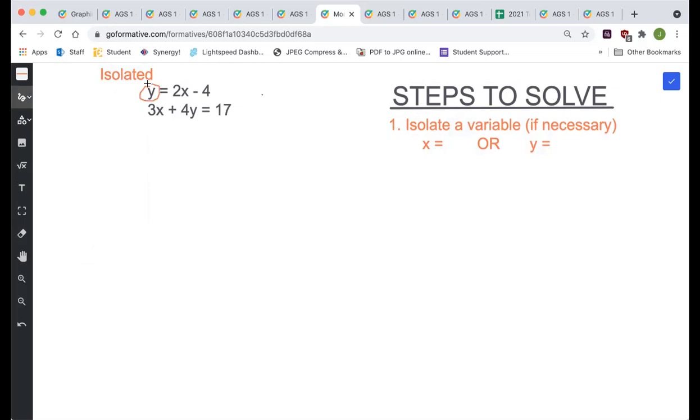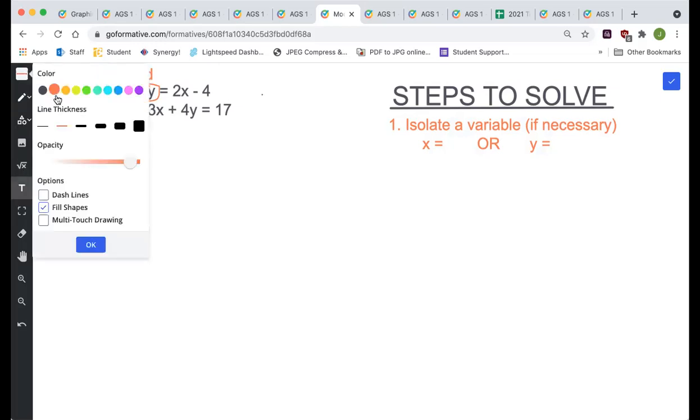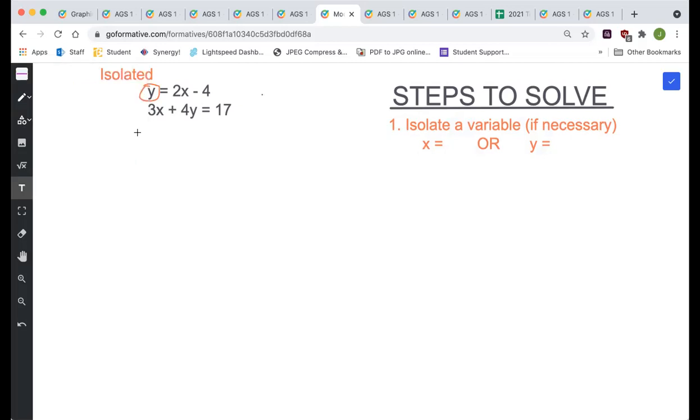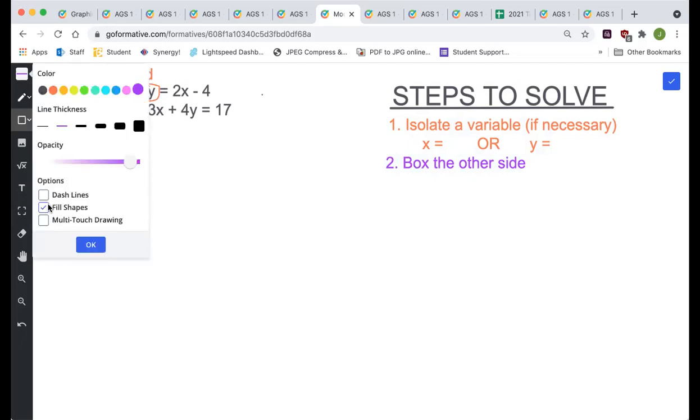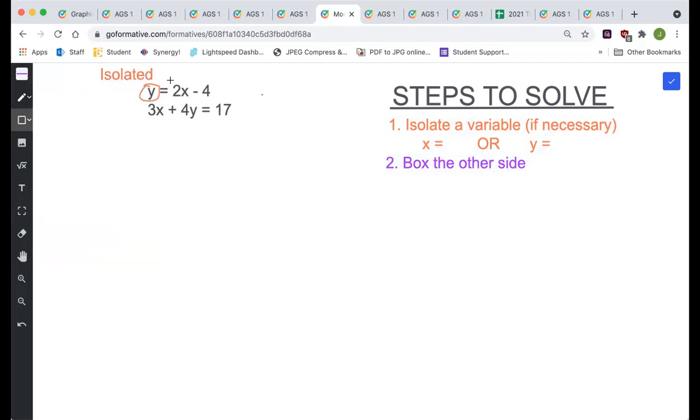This y is isolated. It's all by itself on a side of the equation. So step two, once we have an isolated variable, we're going to box the other side. That doesn't mean you're going to try to punch it. You're going to put a box around the 2x minus 4. Let's get our rectangle tool. We don't want to fill the shape because we still want to be able to see it.